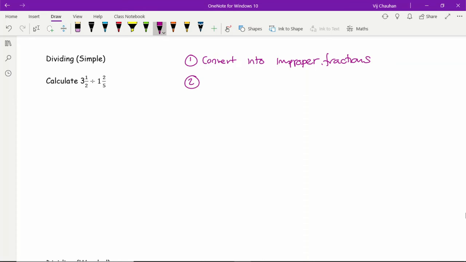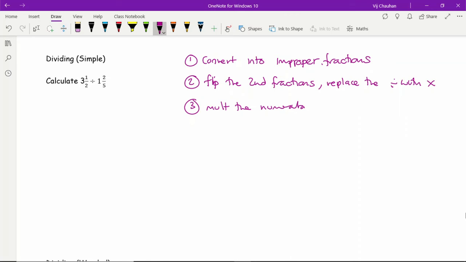The second step is then all we need to do is abide by the method of dividing fractions. So we flip the second fraction, and it's always the second fraction, never the first, and then replace the division symbol with times. Then we multiply the two numerators together, so it becomes exactly like a multiplying question, over multiplying the denominators together, and then we can simplify if possible.